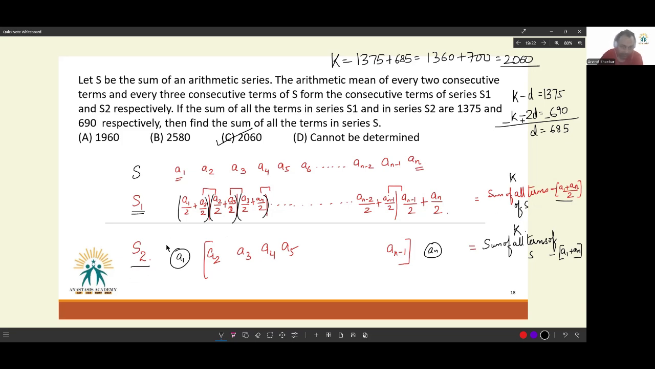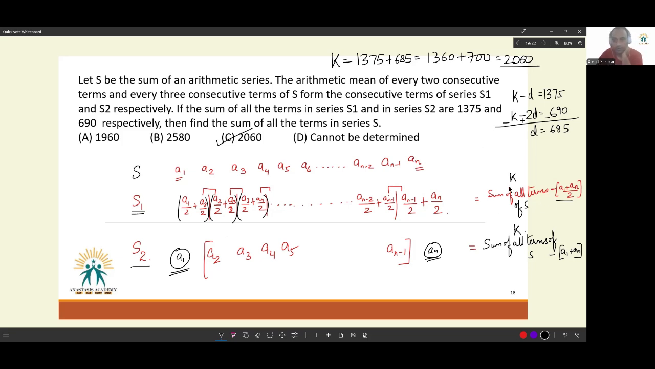Now, series 2, this is the arithmetic mean of three terms. So A1, A2, A3, mean will be A2. A2, A3, A4, mean will be A3. A3, A4, A5, mean will be A4. So on and so forth. Every term will come. The two terms that are missing are A1 and An. So the sum of S2 will be the sum of all terms of S minus (A1 plus An). The only thing missing is the first term and the last term.